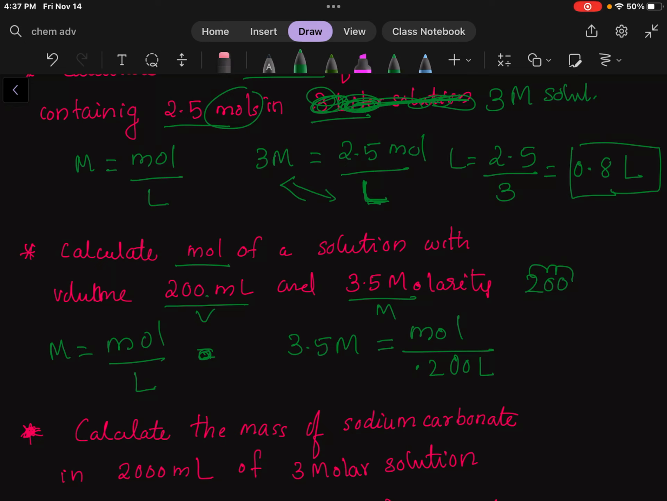So now the variable is on the top. That means you will multiply these two numbers. So mole is equal to 3.5 times 0.200.